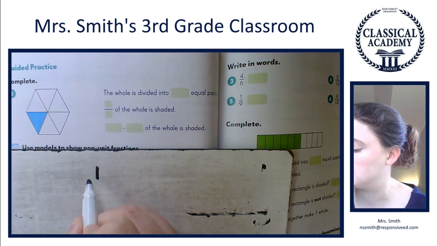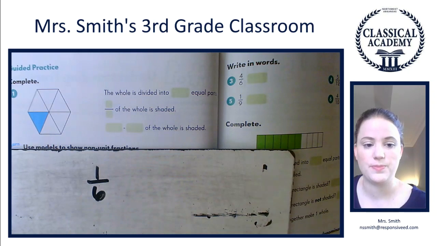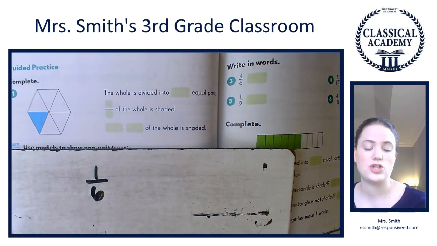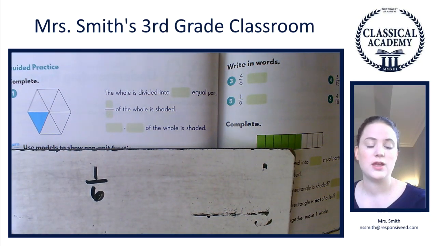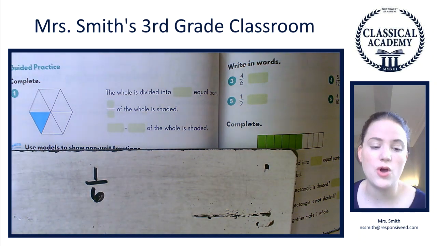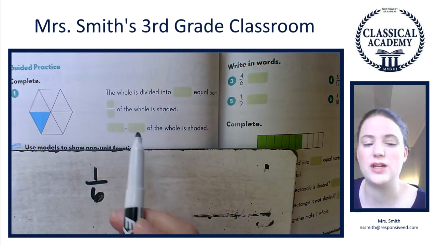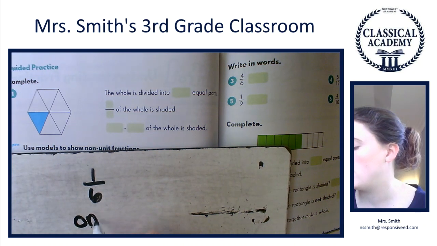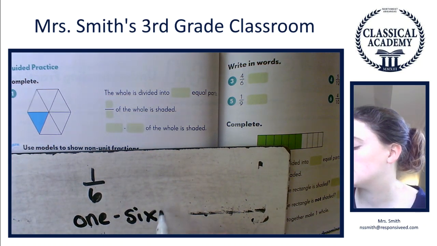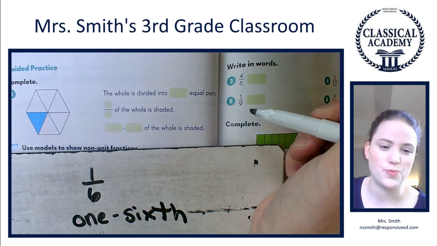It should be written like this. 1/6 goes right there. Of the whole is shaded. And then it says blank blank of the whole is shaded. Here's where it wants you to write it in word form, which would be 1/6. The directions aren't super clear, but now you know.